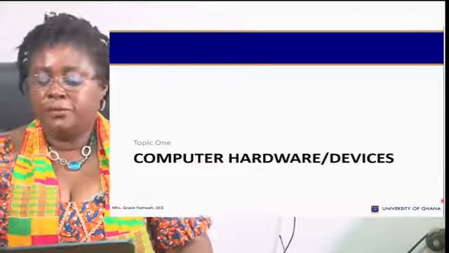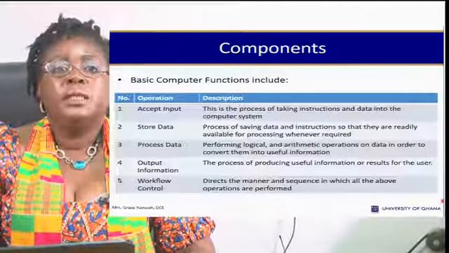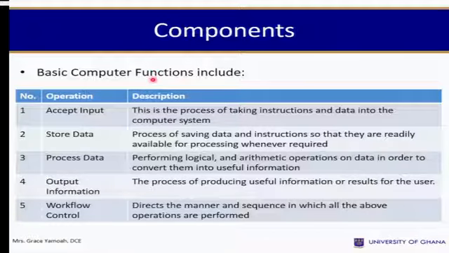Computer hardware devices. Components. We have basic computer functions, which include accepting input. When we say accepting input, it's the process of taking instructions and data into the computer system. Then another function is storing data. Storing data consists of processes of saving the data and instructions so that they are readily available for processing whenever required. You can work on it anytime and any moment you need it.